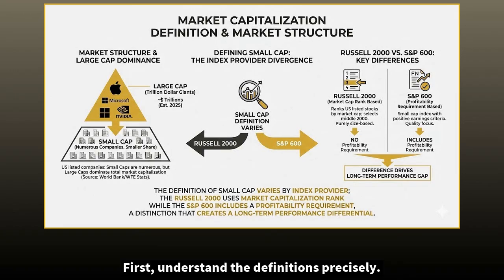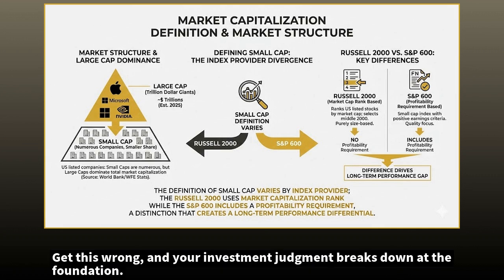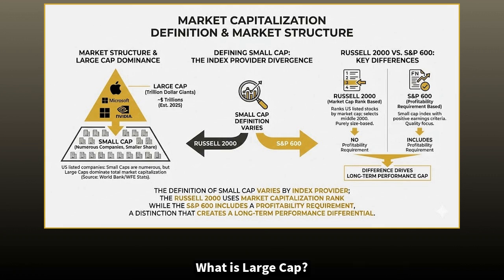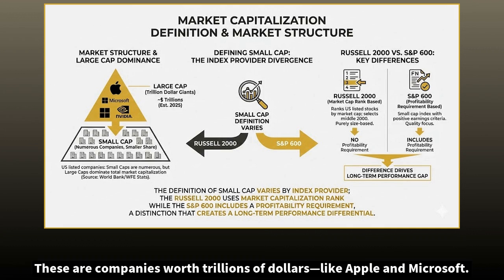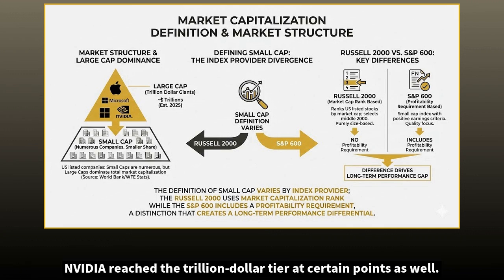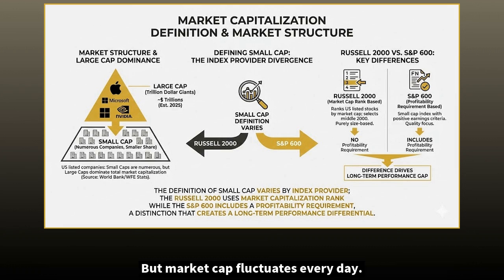First, understand the definitions precisely. Get this wrong, and your investment judgment breaks down at the foundation. What is large cap? These are companies worth trillions of dollars, like Apple and Microsoft. NVIDIA reached the trillion-dollar tier at certain points as well. But market cap fluctuates every day. Treat these as estimates at a specific point in time.